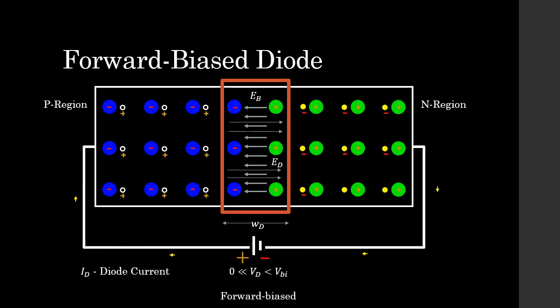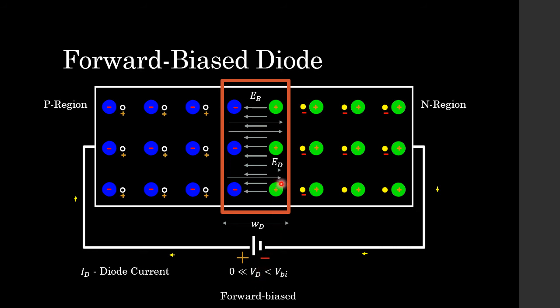Well, looking at this slide, our battery voltage VD is much greater than 0, but it's still less than our barrier potential voltage. So what we see happen is the width of our depletion region has decreased, and ED has gotten slightly stronger, and our EB electric field has gotten slightly weaker. So because the electric fields are in opposite directions, they compete with each other and they are subtractive. So now what happens when we increase VD even further?